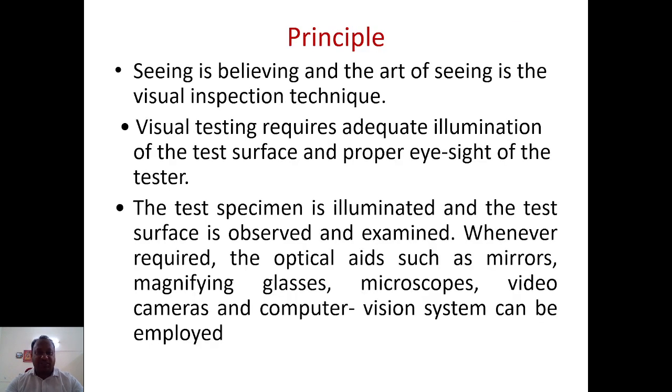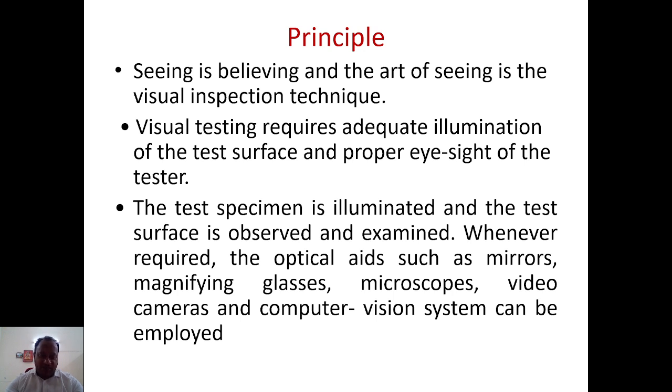So what is the principle of visual testing? It is testing with illumination of the test surface with proper eyesight. The person who is going to test the component should have proper eyesight, because only by seeing visually is it observed whether the assessment is within the limits or not. So the test assessment is observed and examined.